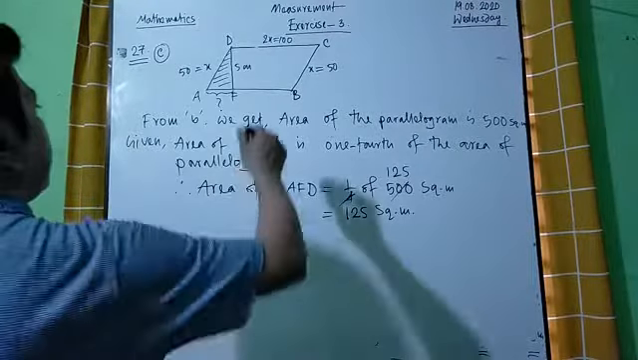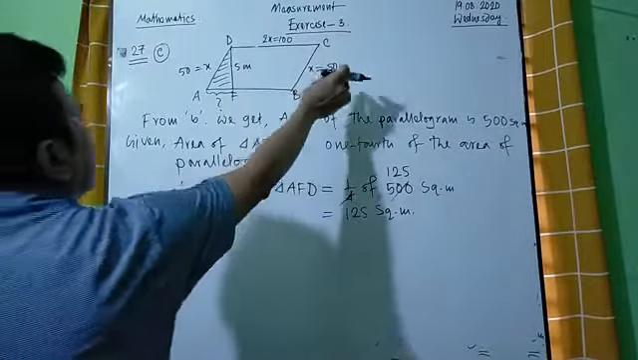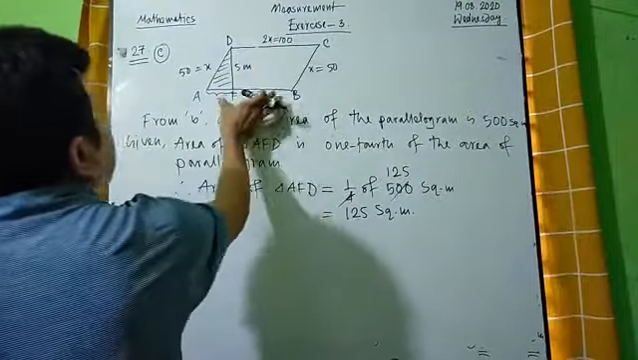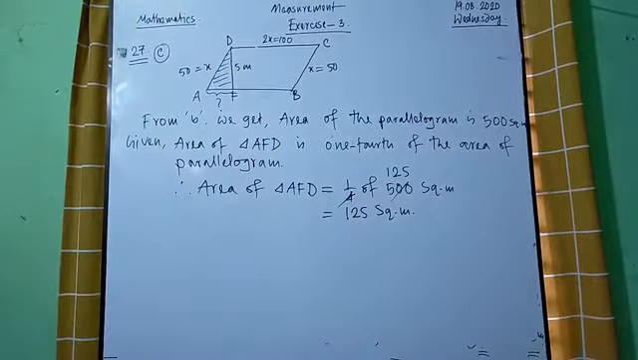No, not 5000 square meter. Look at that, the height is 5 and the base is 100. The value of x is 50, so the value of 2x is 100. So 100 into 5 is not 5000, it's 500.